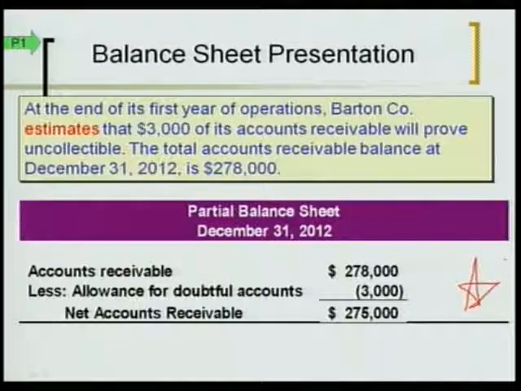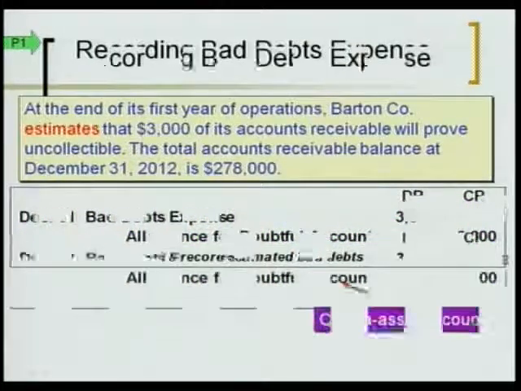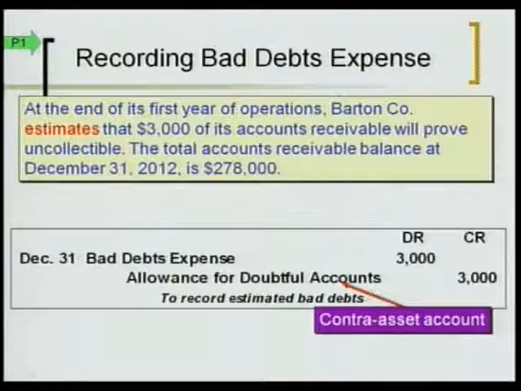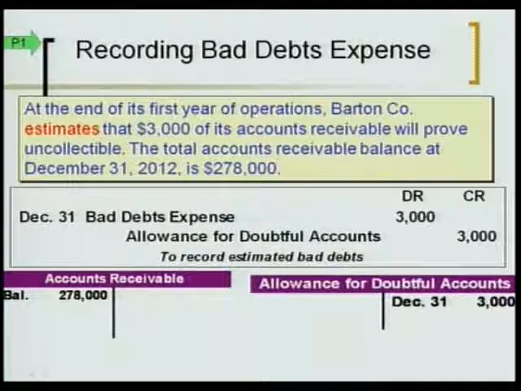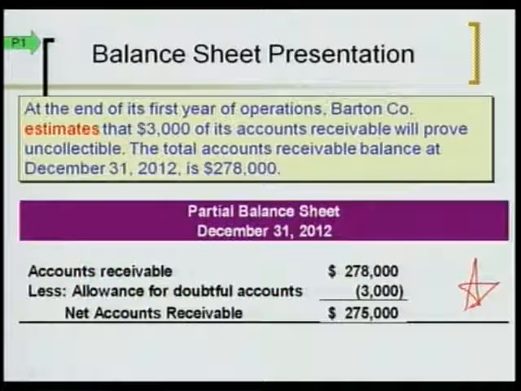So going back to this example, we debit bad debt expense and we credit allowance for doubtful accounts when we estimate that $3,000 will be uncollectible. Okay? Now, we then post that. Accounts receivable does not change. We post this to the allowance for doubtful accounts, right? And it's reflected like this on the balance sheet.